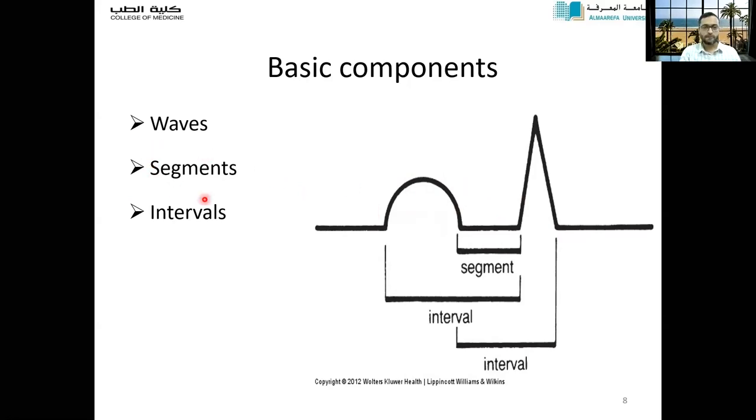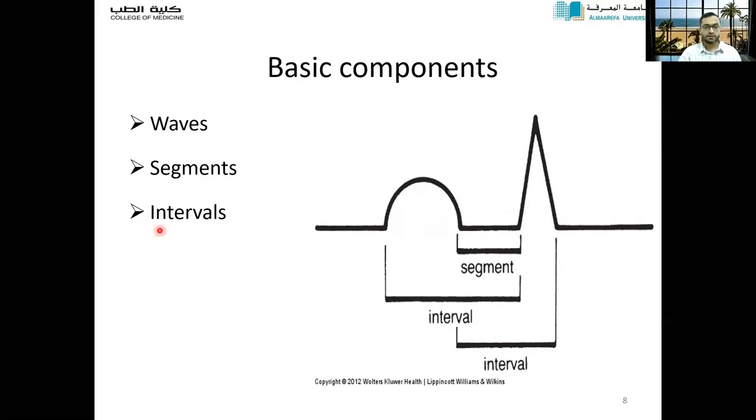Segments are the plateau, or the straight line lying between two waves. Waves are always either up or down. If it goes up, we call it a positive wave. When it goes down, it's a negative wave. But the neutral part in between, the straight line, is known as the isoelectric line. Usually the segments are isoelectric, neither positive nor negative, and they are always the portion between two waves.